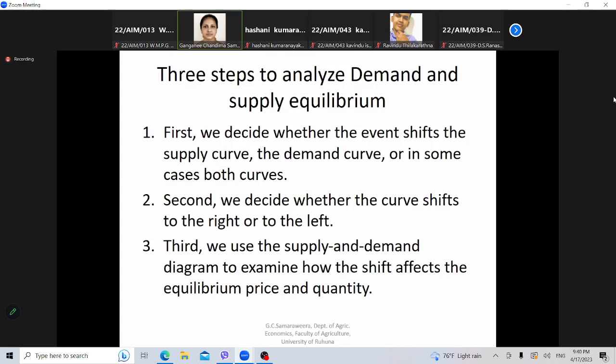Okay. So let's see basically the 3 steps to analyze demand and supply equilibrium. This is there in your syllabus. What are the 3 steps? So basically you can see as the first step, deciding whether the event shifts the supply curve, the demand curve, or both.